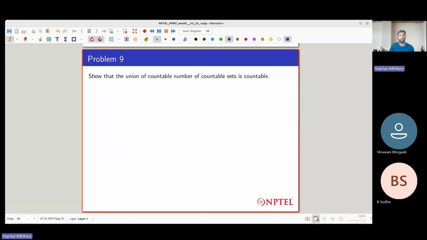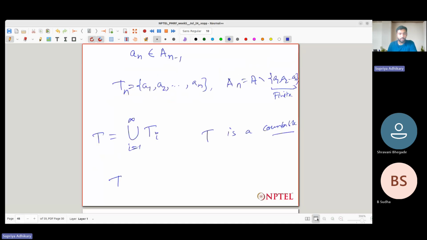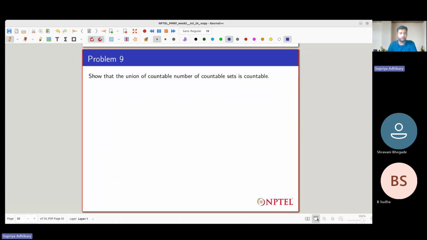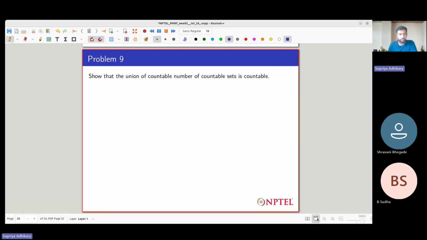Okay, so now we have to prove over here that the union of a countable number of countable sets is countable. Sorry, basically, we should have proved this first and then come to this problem over here. So now we have to prove this. Suppose that we have countably many countable sets. Let us consider S1, S2, S3. These are all countable sets.